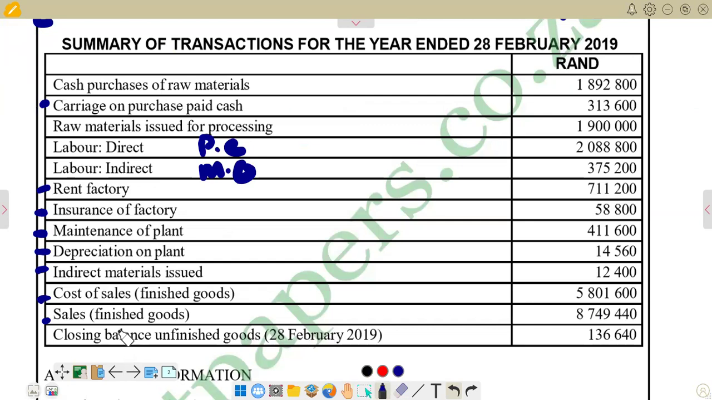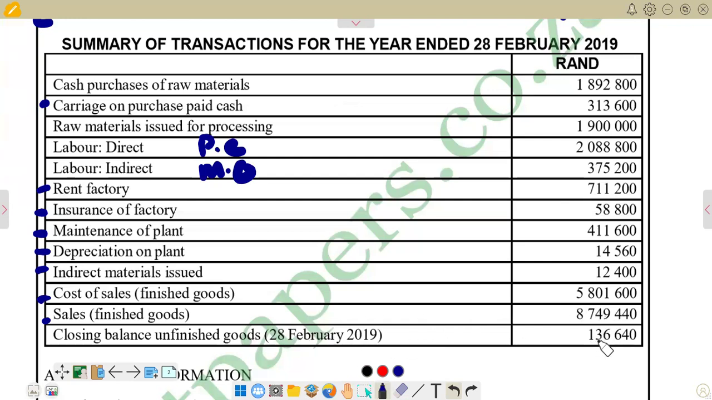Right, after sales, we've got the closing balance of finished goods. We have the closing balance of unfinished goods, which is at 2019, 136,640. So remember, the opening balance of unfinished goods, where did we put it? We put it in the production control, if you still remember. So it means the closing balance of unfinished goods also goes to the production control.